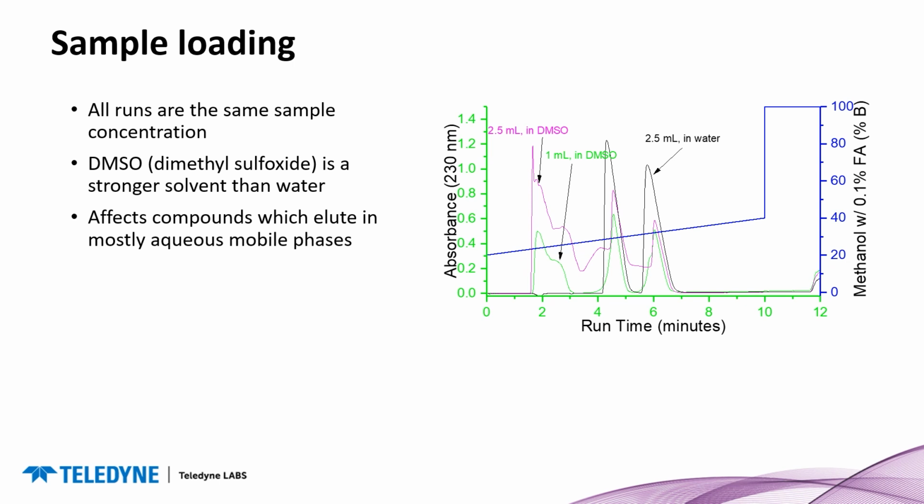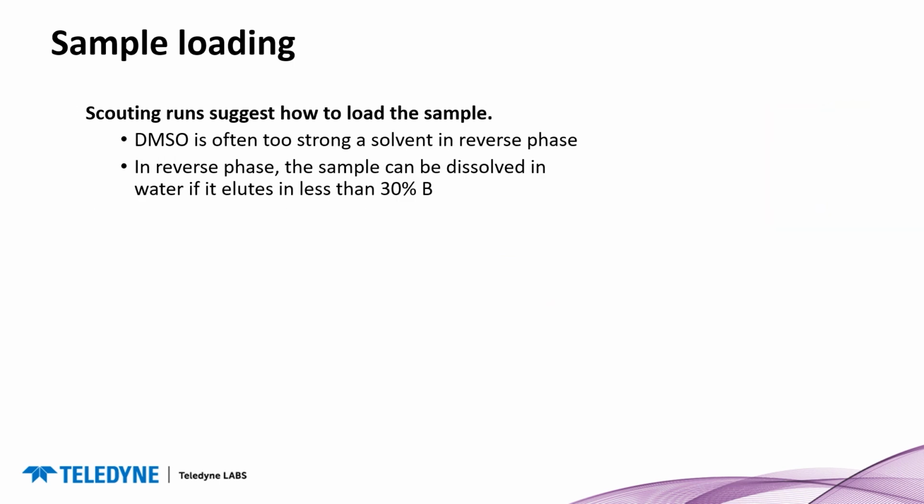As the mobile phase is mostly aqueous, the sample can be dissolved in water, the weak solvent. This allows the compounds to be concentrated at the top of the column. 2.5 mL of a water injection at the same concentration as the DMSO samples gave excellent resolution with high loading. DMSO and DMF are often a stronger solvent than the mobile phase, causing poor peak shape in high loading situations. The sample can generally dissolve in water if the calculated gradient shows elution is less than 30% organic solvent.